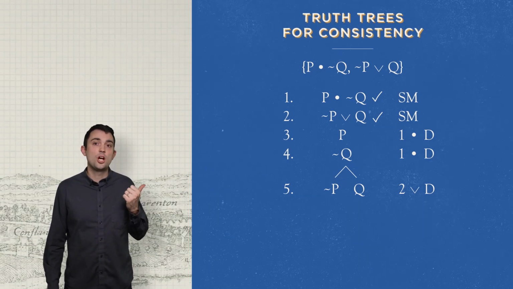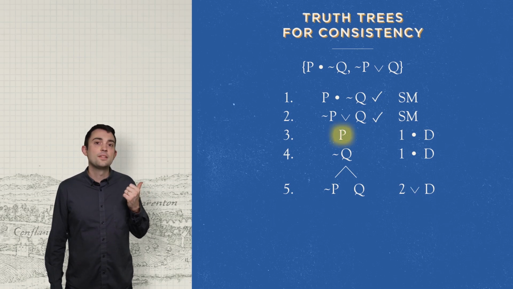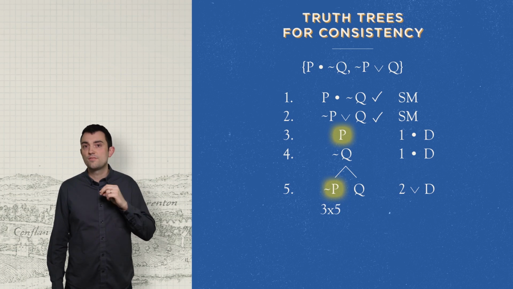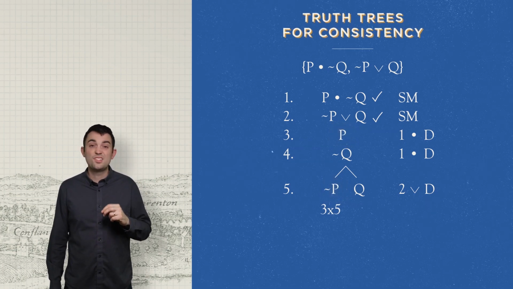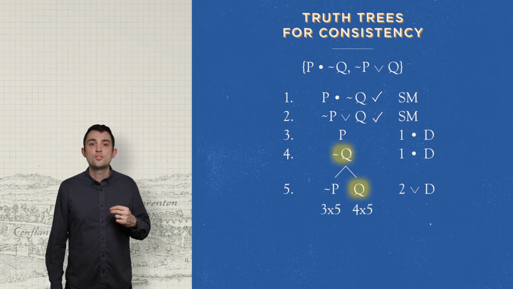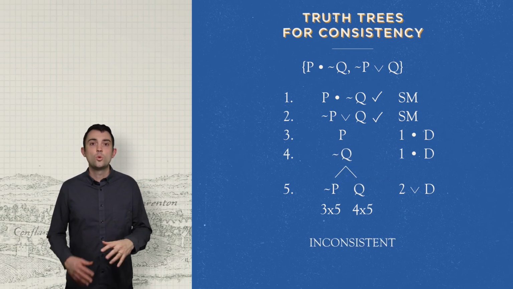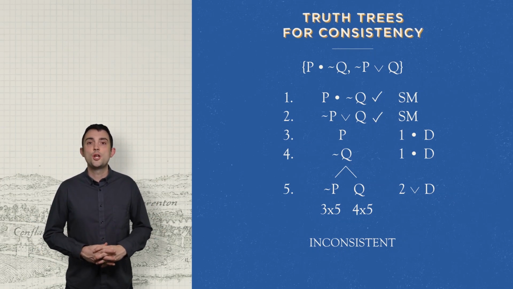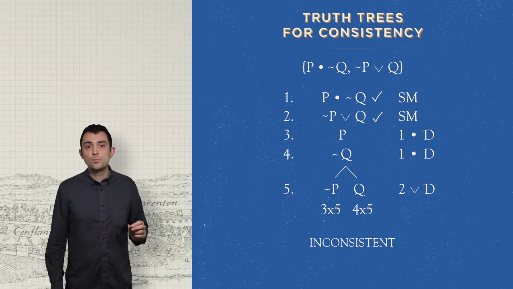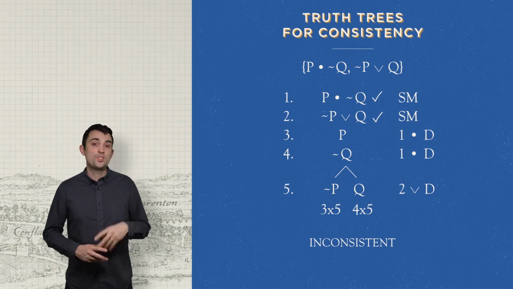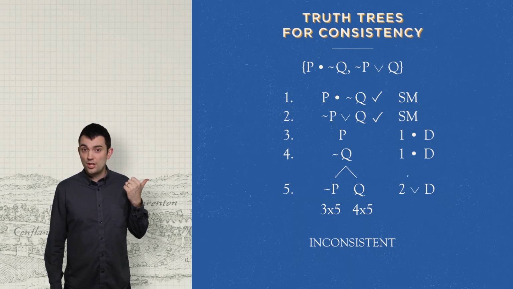Here we see that there's a contradiction. The literal in line 3 contradicts the literal in line 5. 3 contradicts 5. And along this branch, we see the same sort of thing. The literal in line 4 contradicts the literal in line 5. So this is an inconsistent set. We're done, and you can write inconsistent. We have a closed truth tree. There are no open branches. And in a closed truth tree, where every branch has a contradiction, then it's an inconsistent set. Those two statements, in fact, contradict each other.